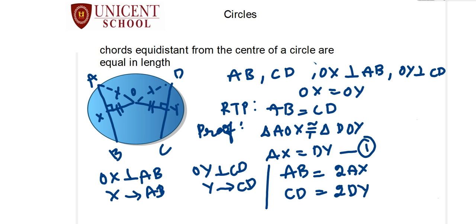Now as AX is equal to DY, 2 times AX is equal to 2 times DY. What is 2 times AX here? 2 times AX is nothing but our AB, and 2 times DY is equal to CD. Therefore, we have proved that the chords are equal in length. So this is our second theorem.